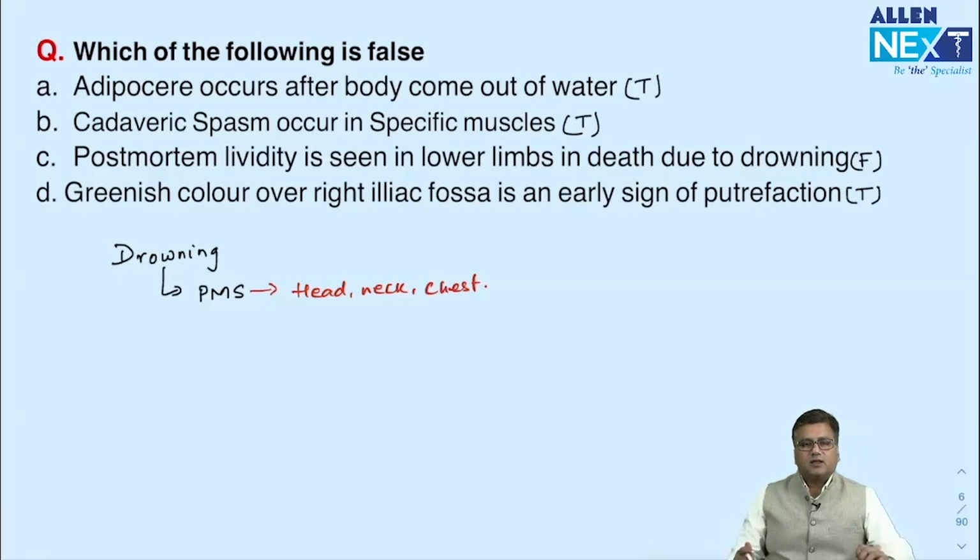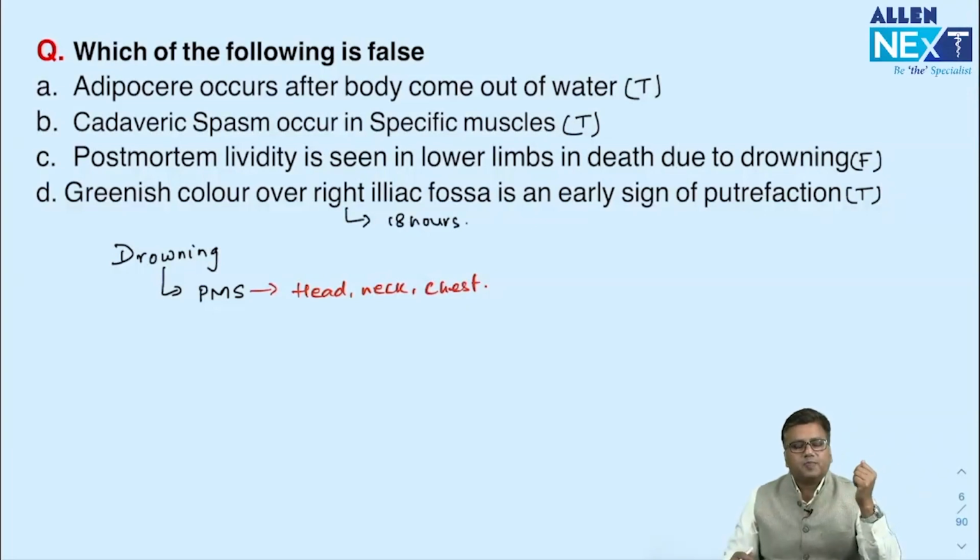When we see right iliac fossa discoloration coming in a dead body, we say that it is the earliest external sign indicating that decomposition or putrefaction has begun in body. The timing of this right iliac fossa discoloration is 18 hours. We learn that when we go through the topic of postmortem changes. So in this question, which of the following statement is false? What appears to be false is option number C.